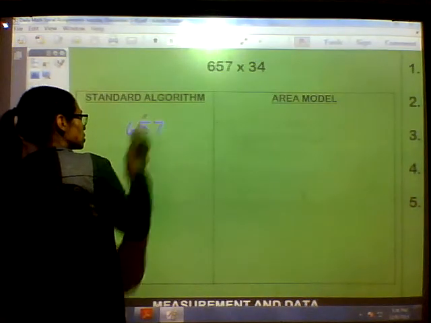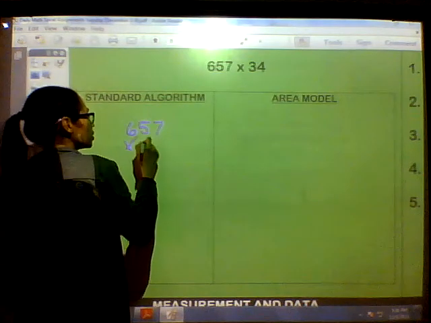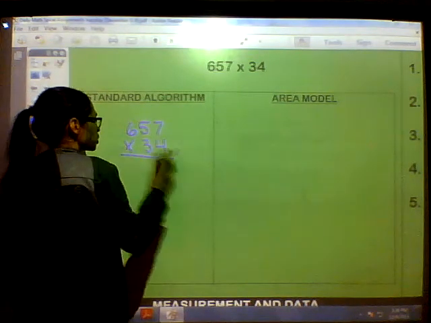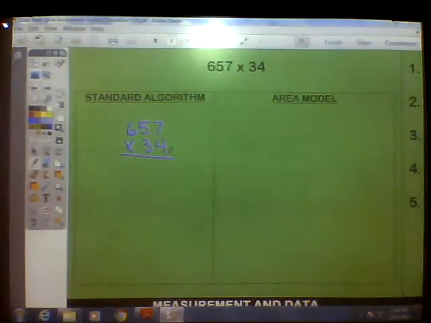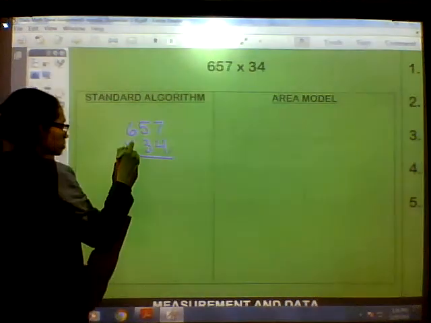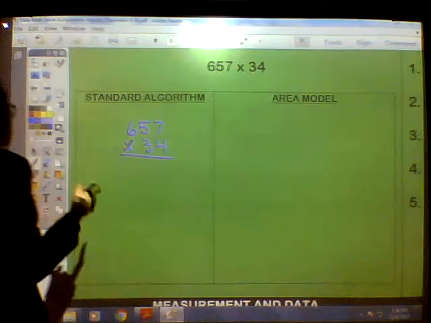657 times 34. Please don't forget your operation symbol. I think some of you all out there are forgetting to write that down. Oh, that's a weird multiplication symbol. All right, let's work that out.